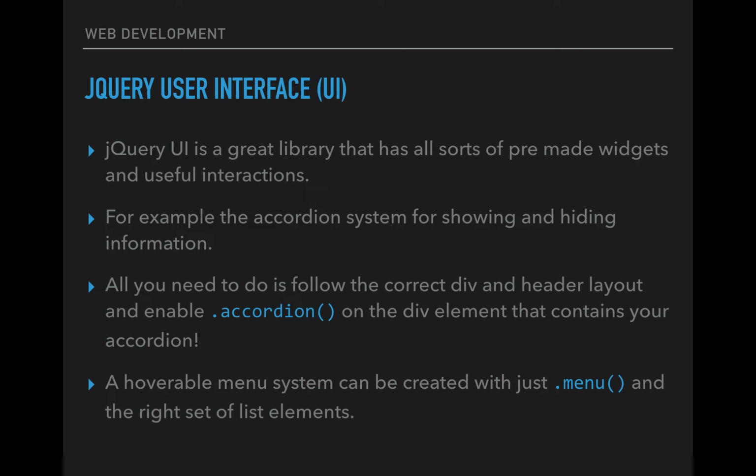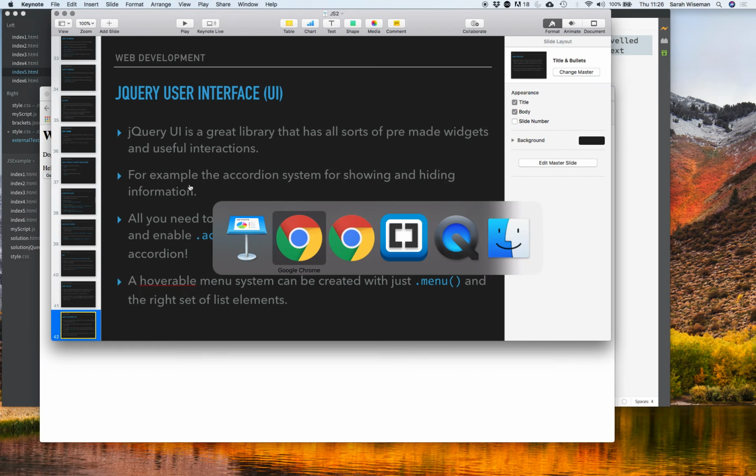It's a specific jQuery library. It's not included in the standard release of jQuery, so you need to include another link to the jQuery UI library if you want to get these things to work. It has all sorts of pre-made widgets and various useful interactions that you might want to use on your page. For example, I'm going to show you the accordion system for showing and hiding information. All it does is create a wrapper for some clever hide and show functions, and it makes it very short and allows you to not have to write a load of text. Let's see how it works.